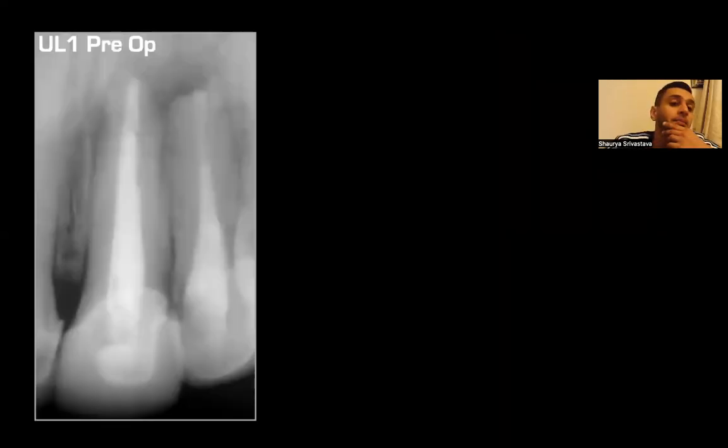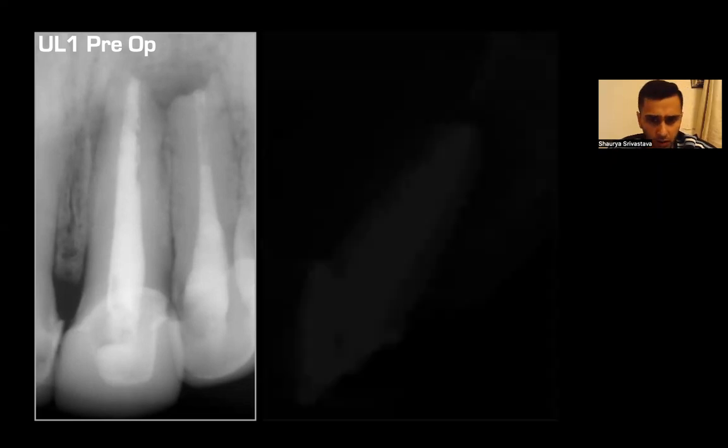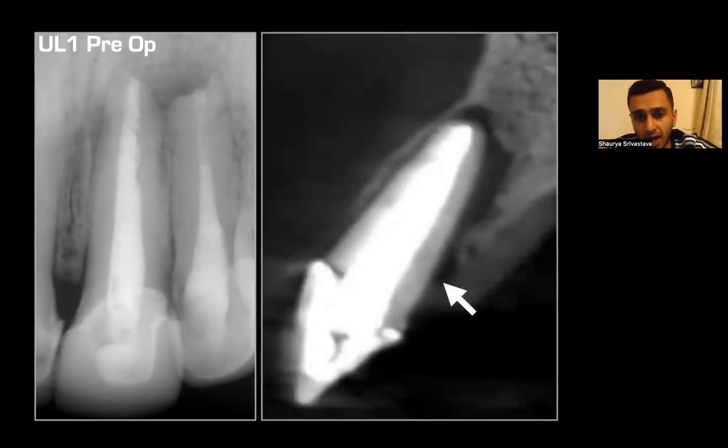Okay. So this is a good case to show you guys about clinical evaluation to see vertical root fractures. If you look at this upper left one, this is the pre-op, the patient had an independent ache. You can see a lesion associated with the 2 and the 1. Well condensed root fillings. Why has the treatment failed? Took a scan. As you can see here, there's a break in the periodontium here.